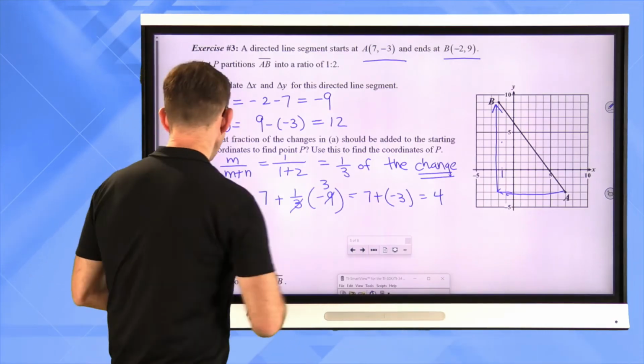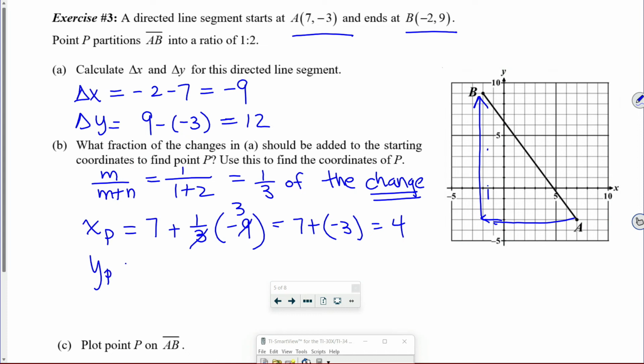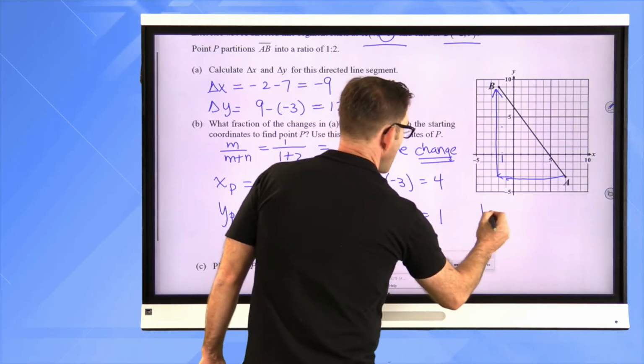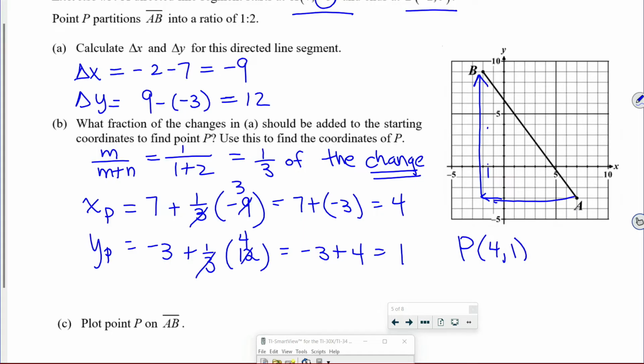All right. Well, the y-coordinate of the partition point, let me bring this up a little bit. Once I write this down, I started at a y-coordinate of -3, and I'm going to add to it 1/3 of my change in y, and that's going to be -3 plus 4, and that's going to be a coordinate of 1. So point P should have coordinates of 4, 1.